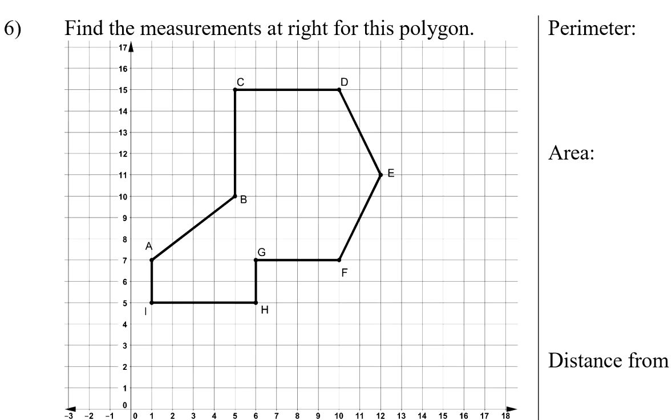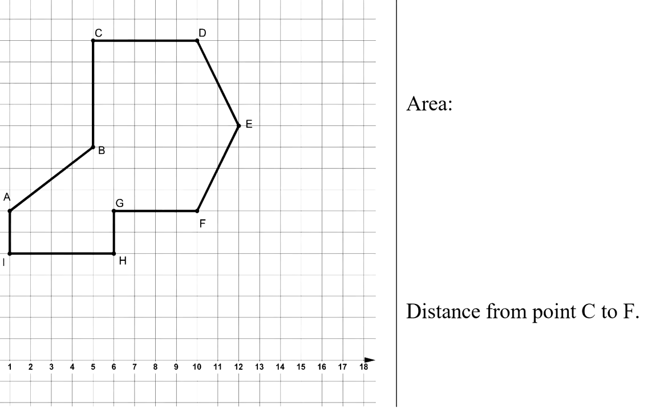Isn't this exciting? Find the measurements at right for this polygon. There's some polygon here that's displayed on a Cartesian coordinate plane, so we can get a sense of some of the lengths looking at units here. We were asked to find the perimeter, the area, and also the distance from point C to point F, from C to F.